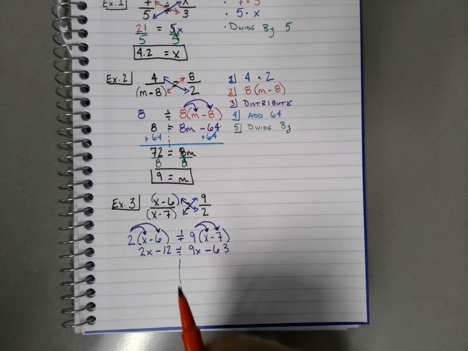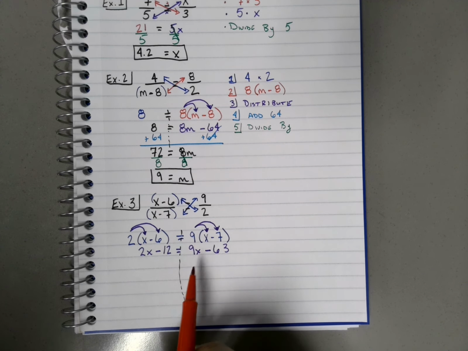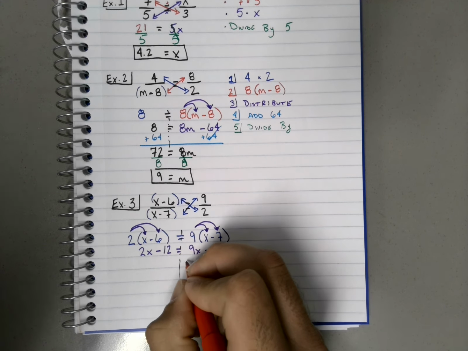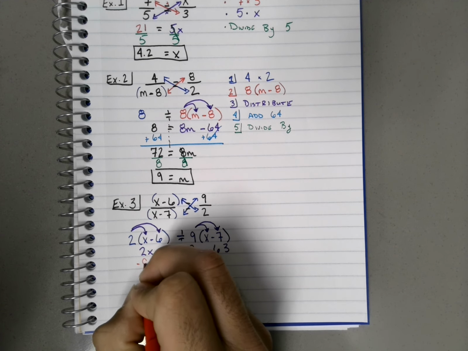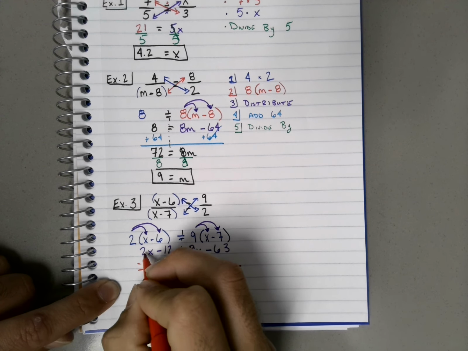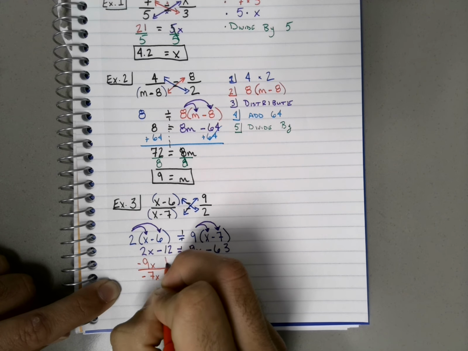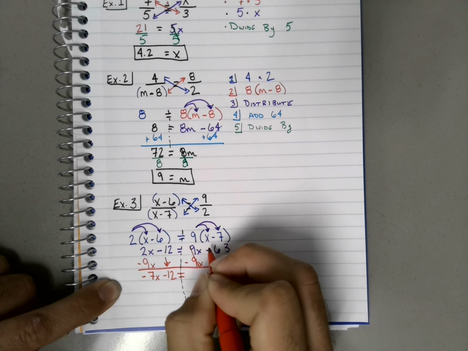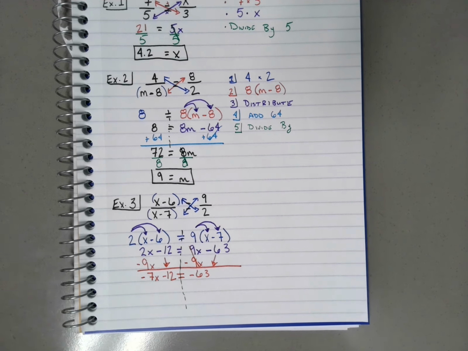All right. So let's get our variable to the same side. We can go 9x over here or the 2x over here. I like the variable on this side. The opposite of positive 9 is negative 9x. And what you do to one side, you do to the other. Okay. 2 minus 9x is negative 7x. Bring down my negative 12 equals, those are canceled, negative 63 is all that's left. Okay.